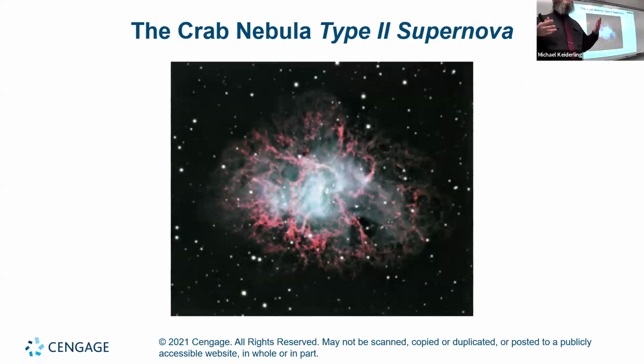And supernovae leave behind remnants. This is the Crab Nebula. This is the remnant of a type 2 supernova. In the middle of this, there is a neutron star. That's the remnant of the core of the star that exploded to form the Crab Nebula. And this happened about 1,000 years ago. The actual supernova that created the Crab Nebula was observed and recorded.